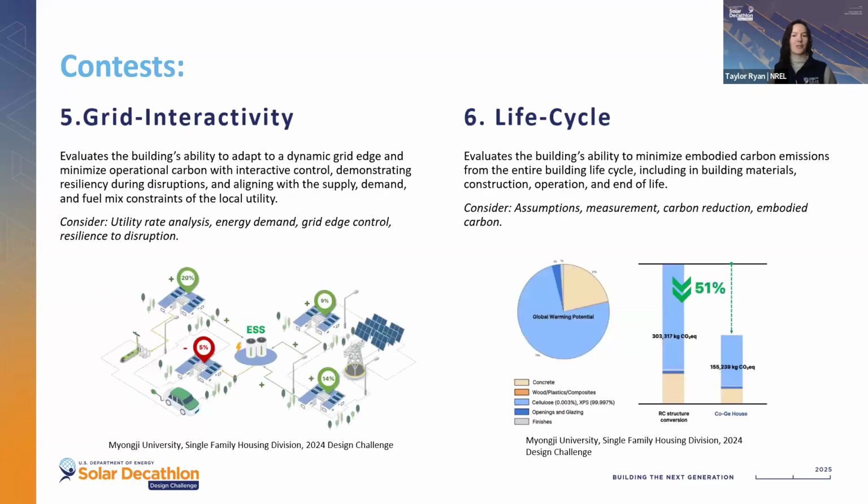The fifth contest is grid interactivity. This contest will evaluate your building's ability to adapt to a dynamic grid edge and minimize operational carbon with interactive control, demonstrate resilience during grid disruptions, and align with the supply, demand, and fuel mix constraints of the local utility. This contest will ask students to deploy innovative solutions to improve load management, including smart controls, and ask students to explore how their building interacts with the regional power grid.